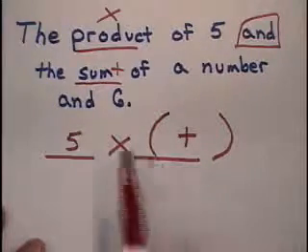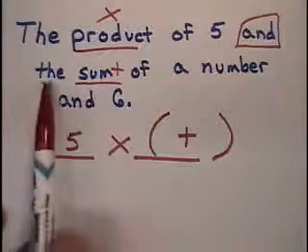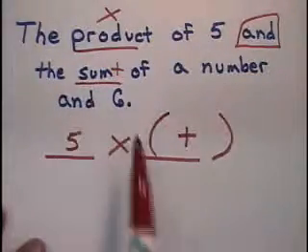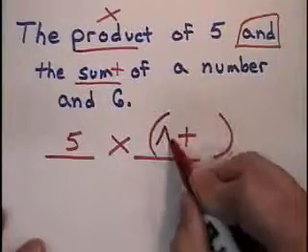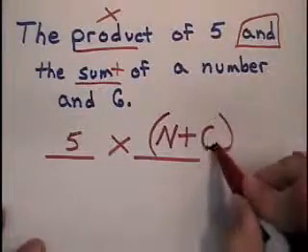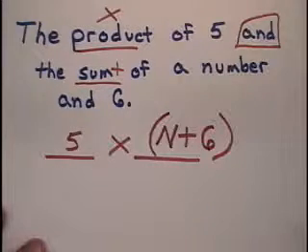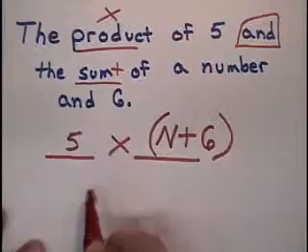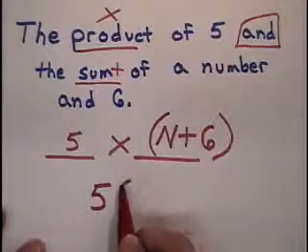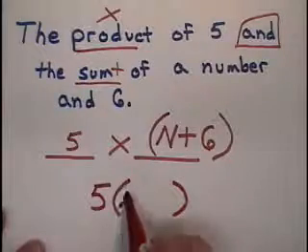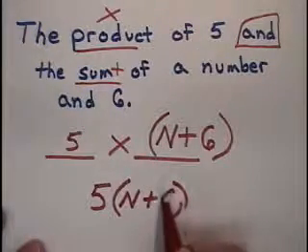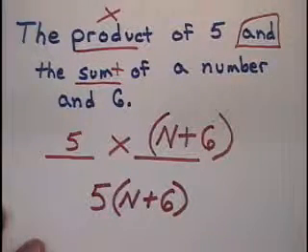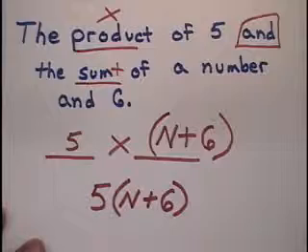What goes inside my addition problem? Look again for the word and. This time I'm looking for the sum of something and something. A number and 6. So a number is going to be represented by a variable plus 6. Again, the best way to write this is not to use an x to show multiplication, but to write 5 and bump it right up next to my parentheses to show that it's being multiplied by this quantity of n plus 6. That's the best way to write the product of 5 and the sum of a number and 6.